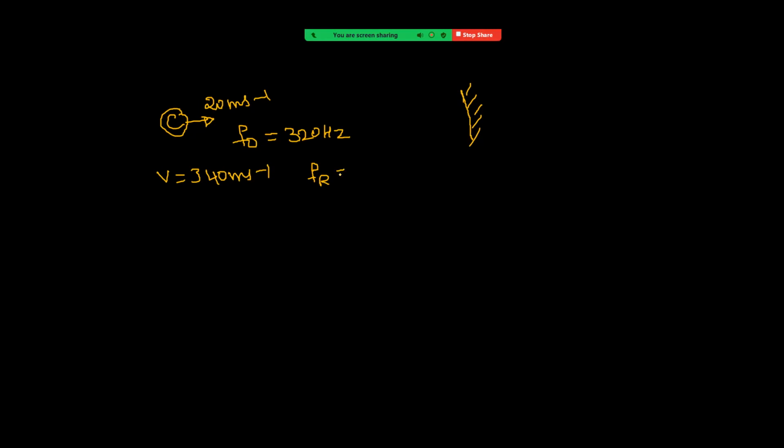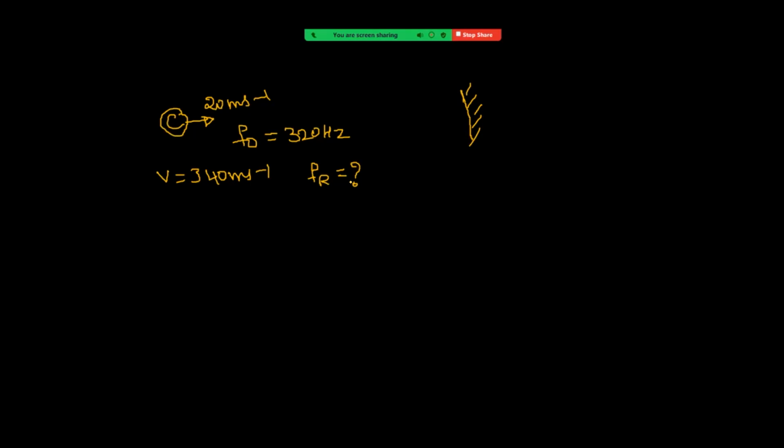So the car is moving with a velocity 20 meter per second towards a wall. There is a wall. Given velocity of sound in air 340 meter per second and original frequency is given as 320 Hz. We have to find the frequency of the reflected sound as observed by the car.